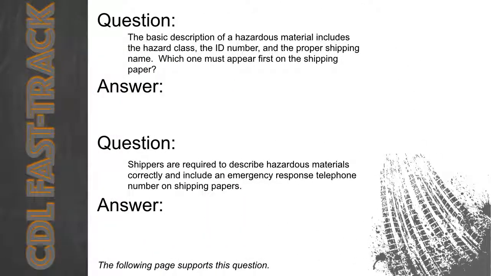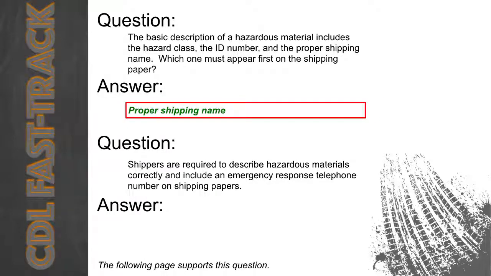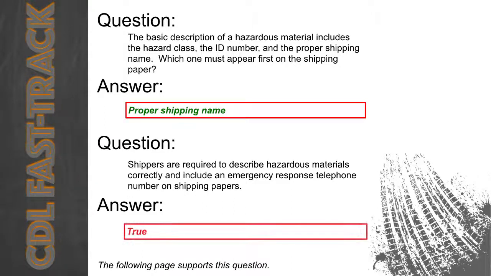The basic description of a hazardous material includes the hazard class, the ID number, and the proper shipping name, which must appear on the shipping paper. Shippers are required to describe hazardous materials correctly and include an emergency response telephone number on shipping papers.